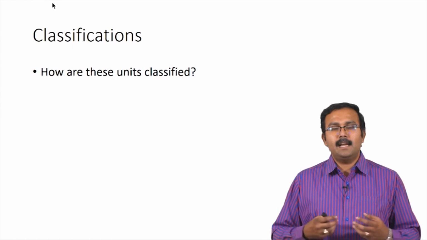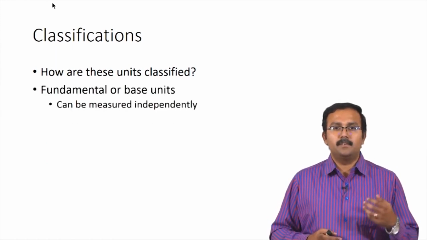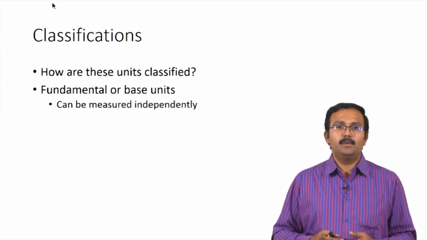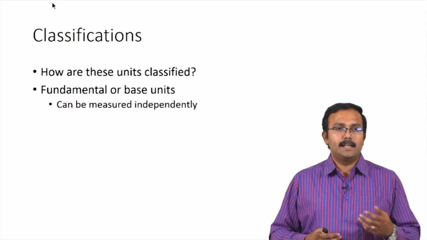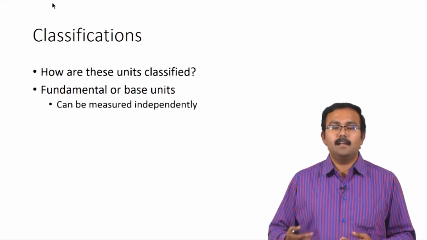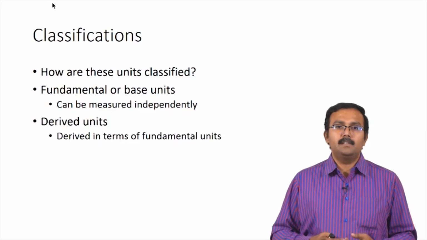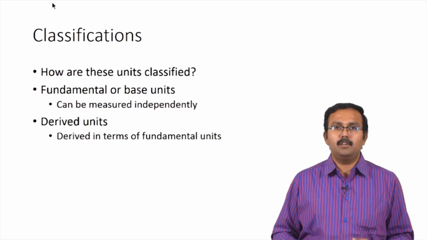So, the units can be classified into different types. How are they classified? The first type is the fundamental or base units. These are the units that can be measured independently. So, an example would be length, which you can measure using a scale and so on. You also have derived units, which are terms derived from the fundamental units either through multiplication or division.